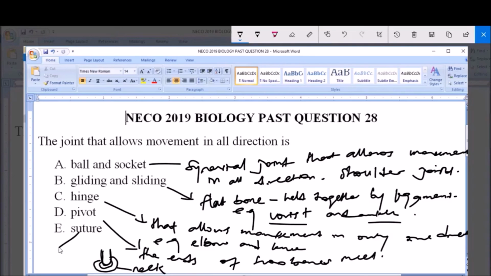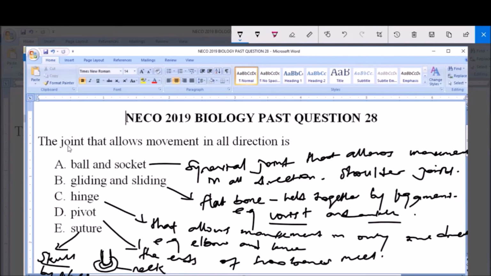Now option E says suture. Suture joints are only found in the skull. The joints in the skull are suture joints, whereby the bones of the skull are attached together by fibers, so they form the suture joints. So it's only found in the skull.